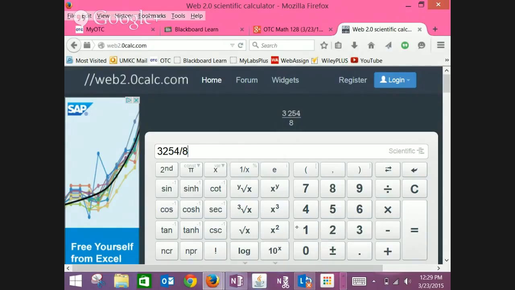Depending on your calculator, 406 is the variance. So I need to hit the square root of that, and I get 20.16. So 20.16. And so what kind of inference would we make from this?